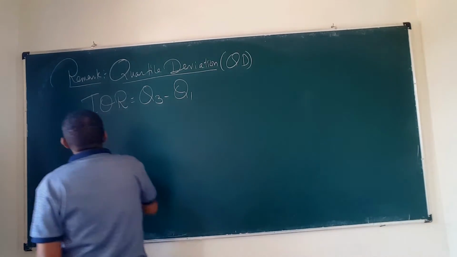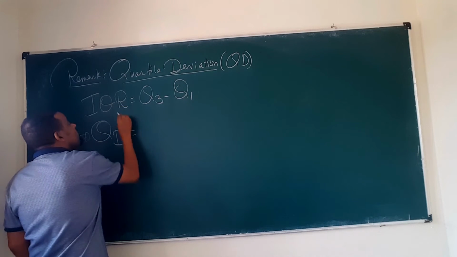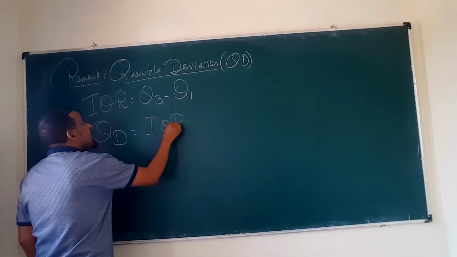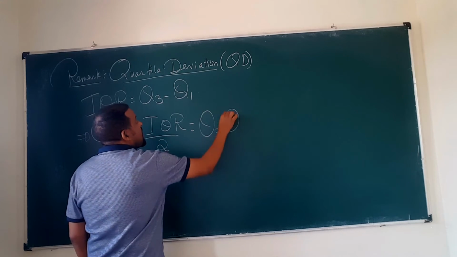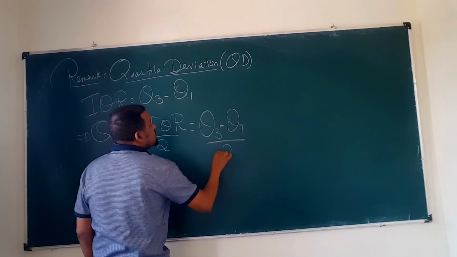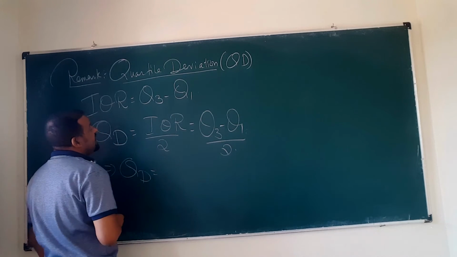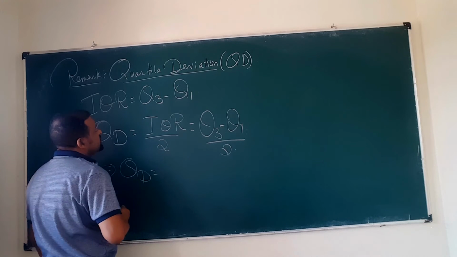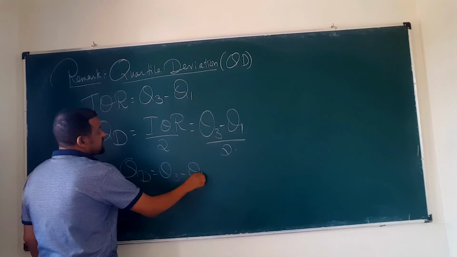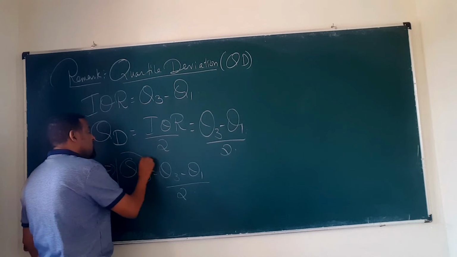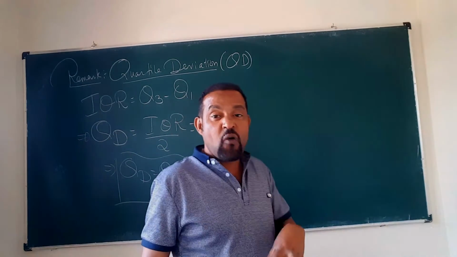Now half of this interquartile range, or the average of this one. So the quartile deviation is given by half of the interquartile range, divided by 2, which is of course Q3 minus Q1 divided by 2. So the quartile deviation is half the interquartile range, or half the difference of the upper quartile and the lower quartile, which is Q3 minus Q1 over 2.